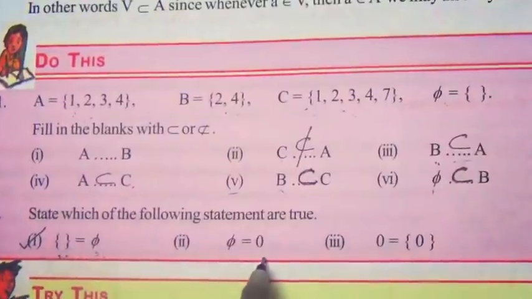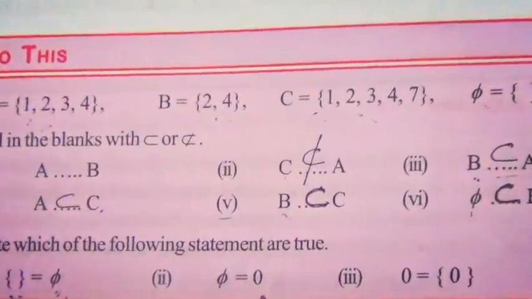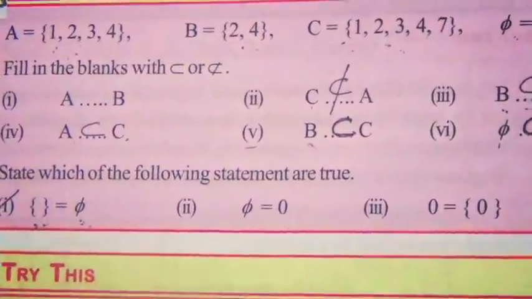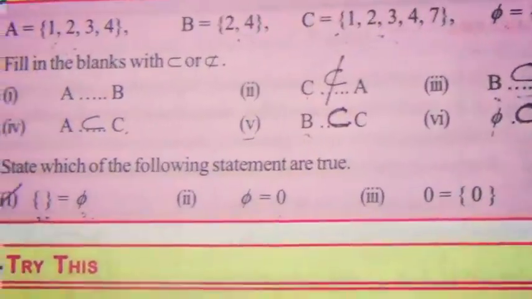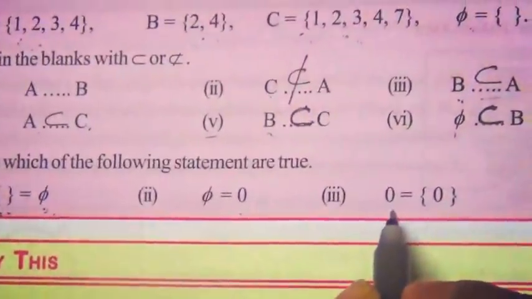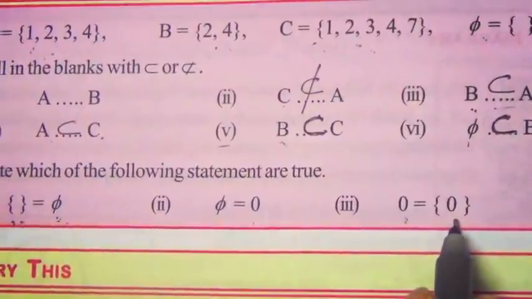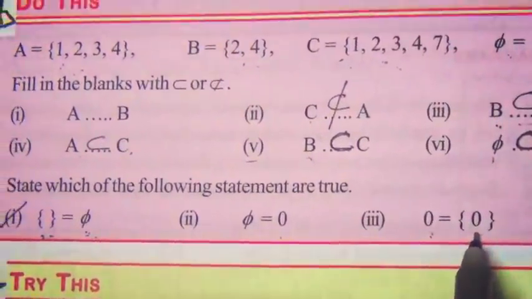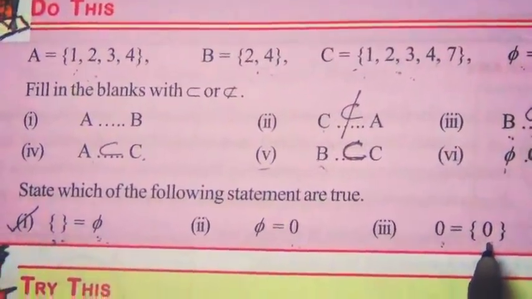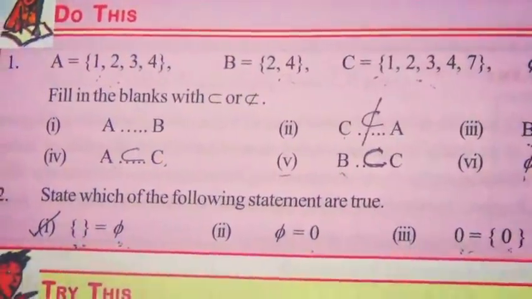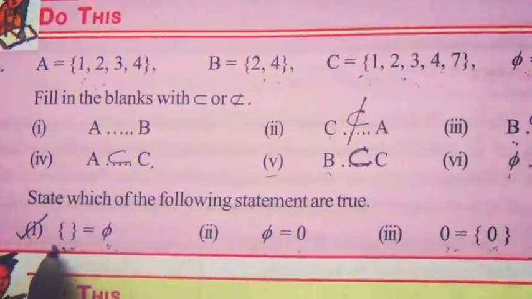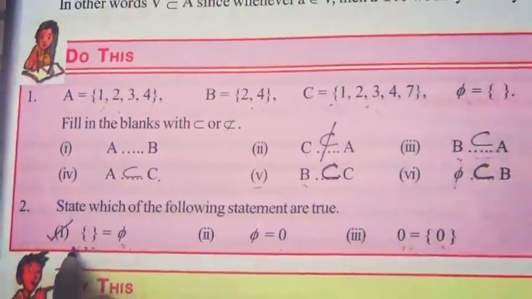5 is not equal to 0. 0 is an element. The null set has no elements, but 0 is an element. Here also, 0 is an element in this set. So these two are not equal, right? Only this statement is true. Okay?